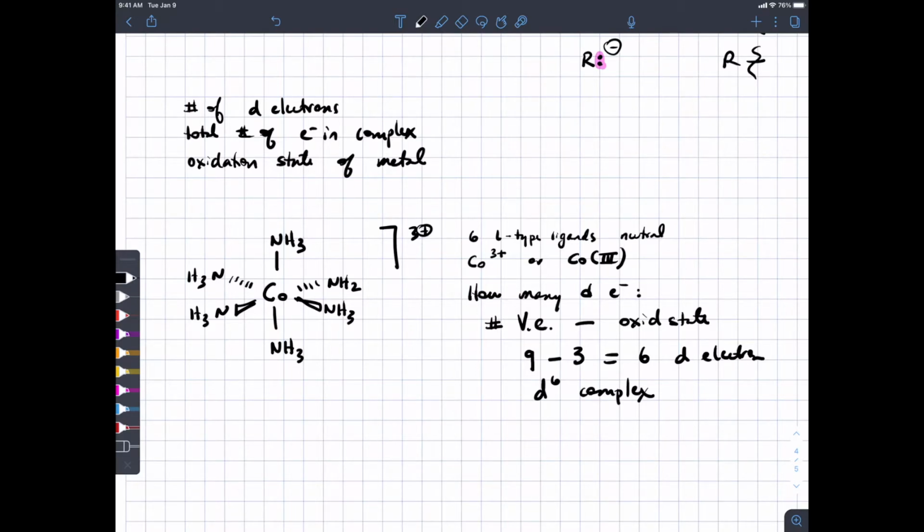Go ahead. How did you know that cobalt was a 3+ charge? How did I know cobalt was a 3+ charge? I was given the information that the complex had a 3+ charge. Then I looked at all the ligands and they were all L-type, which means none of them have a negative charge or a positive charge. So all of that plus has to be on the metal. Yeah. Go ahead. And why is one of them an NH2? Because I'm an idiot. That's true.